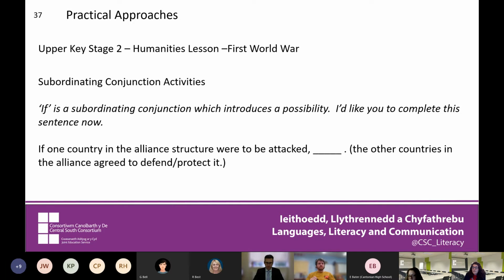This time, we could give them the role of "if." "If" is a subordinating conjunction which introduces a possibility. I'd like you to complete this sentence now. If one country in the alliance structure were to be attacked, then you'd want something like the other countries in the alliance would agree to defend or protect it.